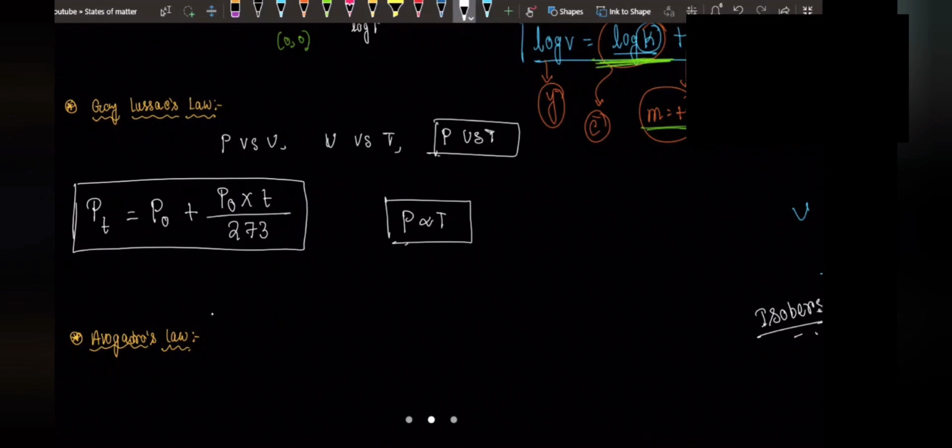This is something we have seen earlier as well, isn't it? When you fill air in a cycle tube, or in a football bladder, you have seen that the portion where the air is going in gets heated up with time, right? That's the real life example of Gay-Lussac's law.